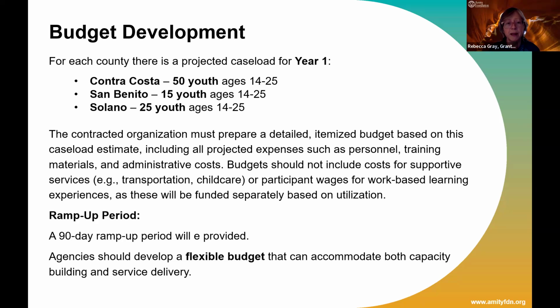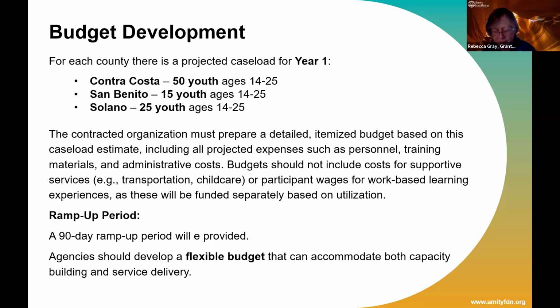You're going to base your budget amount on the number of youth we expect you to serve in the first year. In Contra Costa, it's 50 youth with disabilities who are justice involved. In San Benito, it is 15 youth with disabilities who are justice involved. And Solano, 25 youth with disabilities who are justice involved.